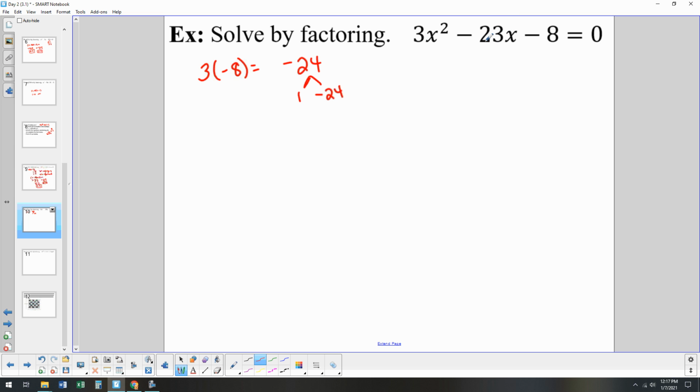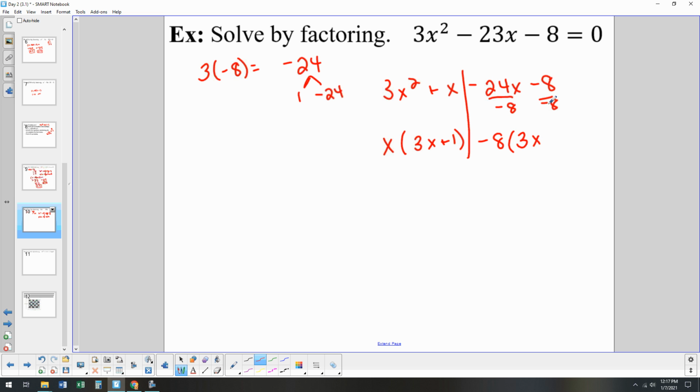So I'm going to rewrite this negative 23x as plus x minus 24x minus 8. And now we'll group this. As the first two, x comes out, I'm left with 3x plus 1. Out of the second two, a negative 8 comes out. Negative 24 over negative 8 is 3. Negative 8 over negative 8 is plus 1. So my factors are 3x plus 1 and x minus 8.